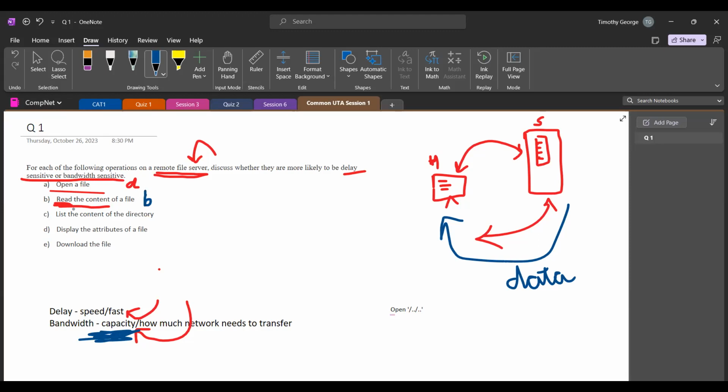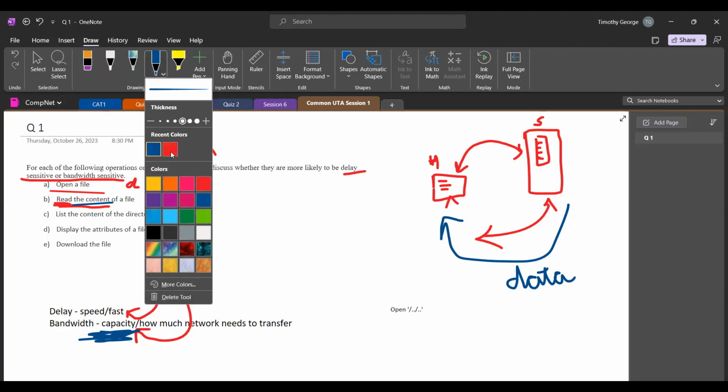Now you would ask yourself, why not also delay sensitive? Because speed may be important. The answer for that is, well, the main goal here was to read the contents. Even if it takes long, just for your script to run, the main thing is getting the contents, however long it takes. And that involves transferring it from the server to the host. That anyway is my logic behind this question.